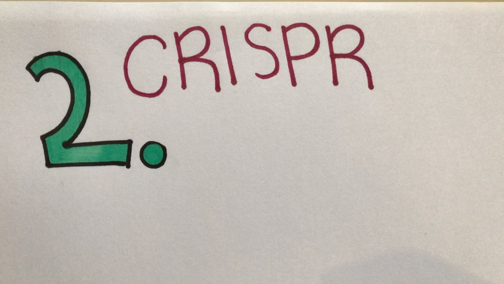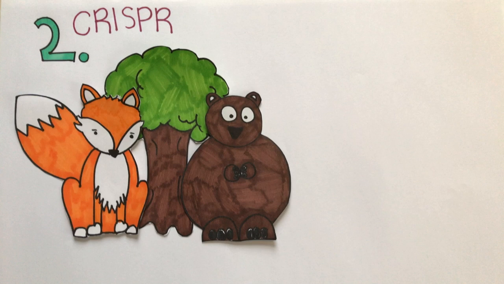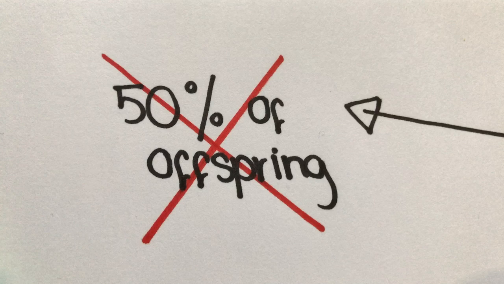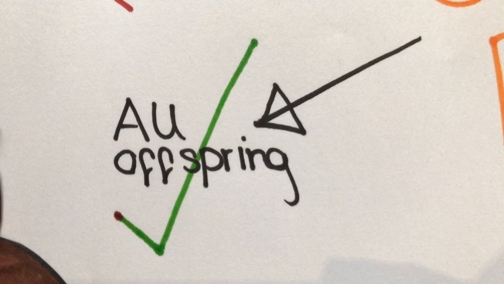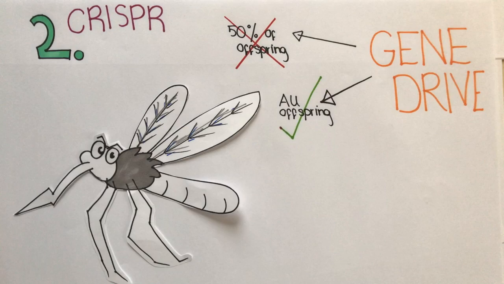2. CRISPR technology also raises the possibility of manipulating species in the wild. CRISPR can be associated with a process called a gene drive. This is a system which allows a parent to pass on a characteristic to all offspring instead of just half. Currently, scientists are studying the possibility of using these CRISPR-based gene drives in mosquitoes.